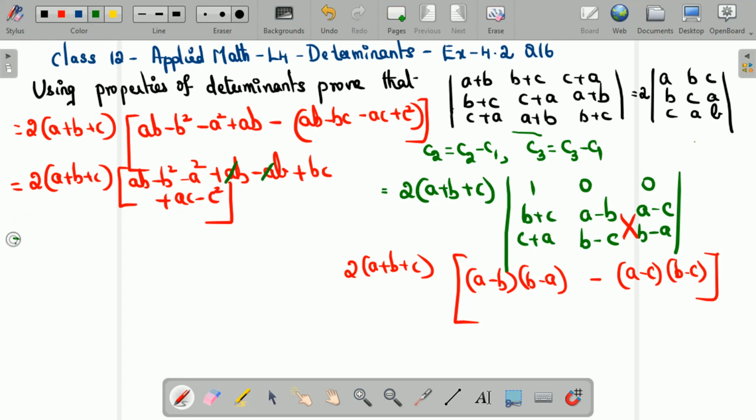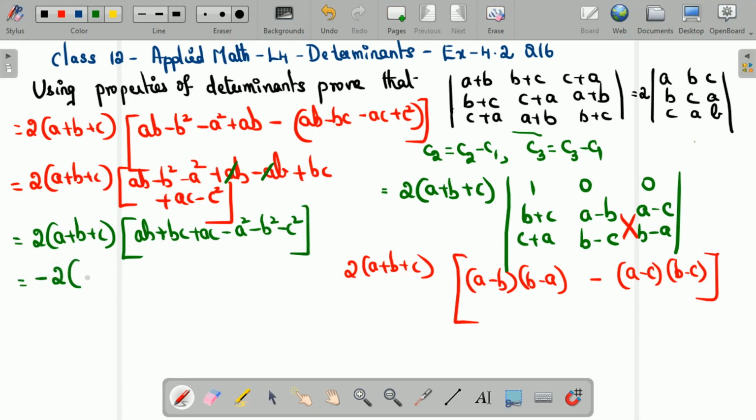So the final answer is going to be 2(A + B + C) times AB + BC + AC - A² - B² - C². I can remove a minus sign from here. So this is -2(A + B + C), so that I can write the order reversely as A² + B² + C² - AB - BC - CA.